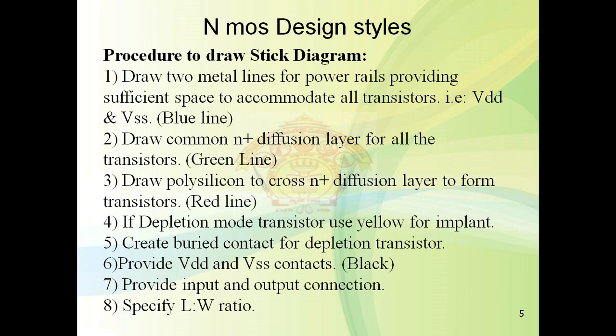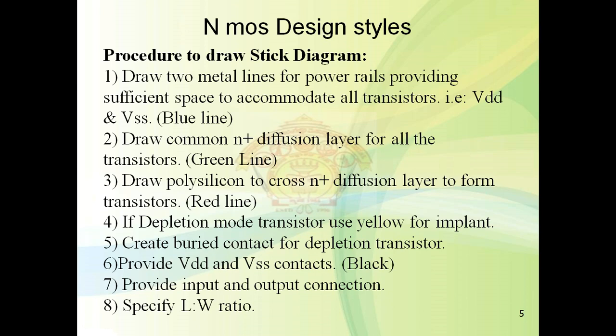First step, draw two metal lines for power rails, providing sufficient space to accommodate all the transistors, that is the VDD and VSS lines. In between the VDD and VSS lines we have to draw the total circuit diagram. Total circuit we have to implement. Second step, draw a common n diffusion layer for all the transistors, using a green line, or in monochromatic you can draw two vertical lines.